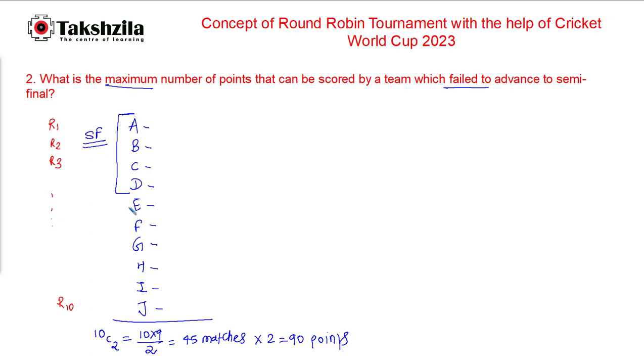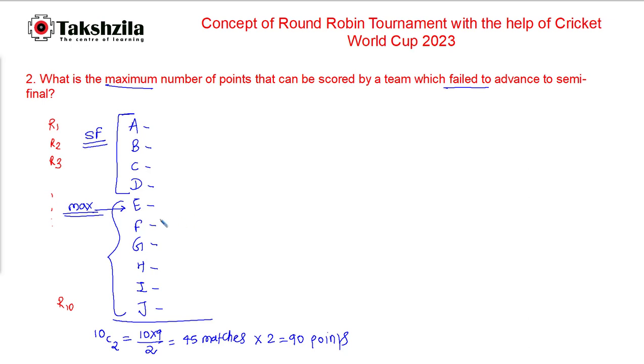Now E is the latest team which failed to advance to the semi-final. E to J, these are the total 6 teams which failed to advance to the semi-final. But among these 6 teams, which team is the better one? E is the better one because E is ranked higher. So we want to maximize the points scored by team E, which is the best among all the teams which failed to advance to the semi-final.